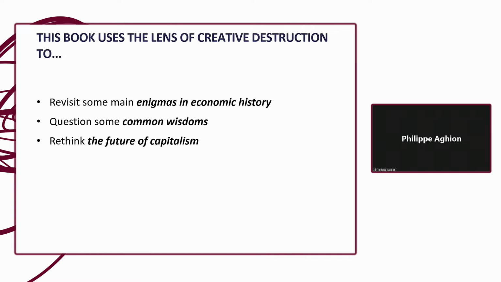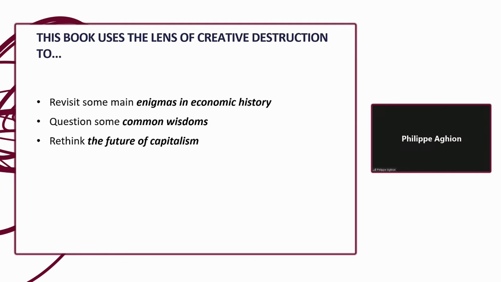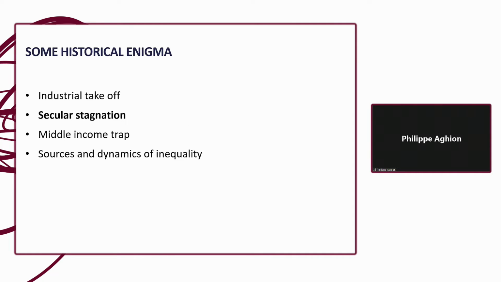So what we do in the book is to use the lens of creative destruction and of this framework with Peter Howitt to do three main things: to revisit some main enigmas in economic history, to question some common wisdoms, to rethink the future of capitalism. Since I only have 15 minutes, I will just touch upon that. So, for example, the historical enigma we looked at is the industrial takeoff. Why did it take place in the 19th century in Europe and not in China, where you had many inventions? We do that in chapter 2 of the book. I won't have time to talk about it. Another enigma is the secular stagnation. Why did productivity growth decline in the US since the early 2000s in spite of the IT and AI revolution?